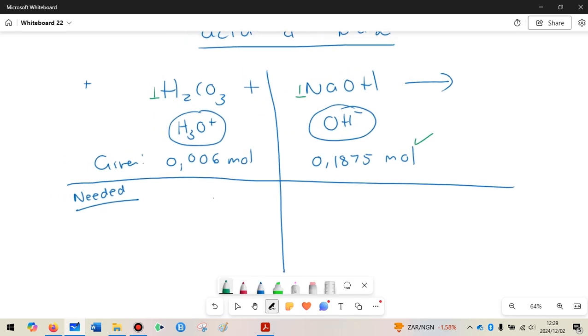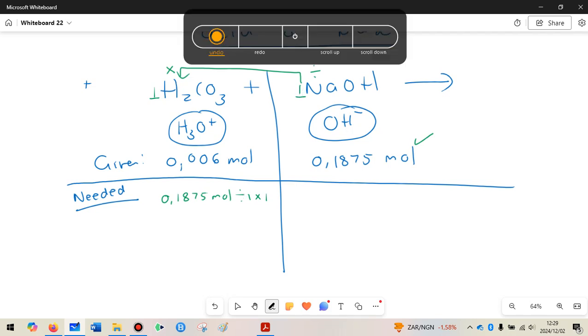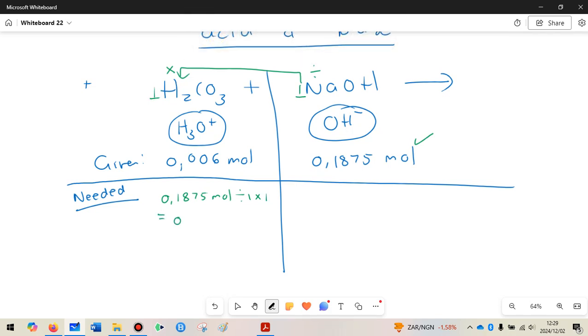Okay, so I'm going to take this and I'm going to say 0.1875 mole. Now, how I do mole ratio, I always divide by the one I'm with and times by the one I'm going to. So 0.1875 mole divided by 1 times by 1. If this had been a 2, I would have divided by 2 and times by 1. If this had been a 3, I would have divided by 1 and times by 3. So always divide by the one I'm with, times by the one I'm going to. And I get 0.1875 mole of the carbonic acid.